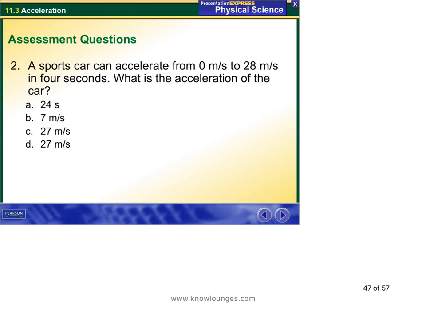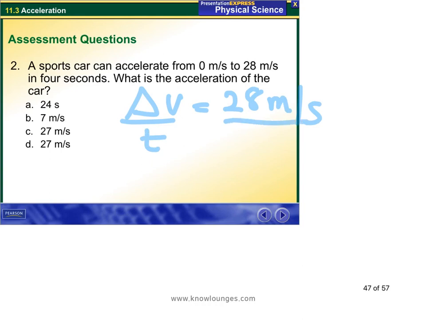Next, the rate at which a car can accelerate from 0 meters per second to 28 meters per second. I'm not going to write everything out on this one, but we'll quickly get a few things. We know delta V is 28 meters per second, how much it sped up. If I'm trying to find acceleration, we're going to have delta V over t, which is 4 seconds. We divide and we get 7 meters per second per second.